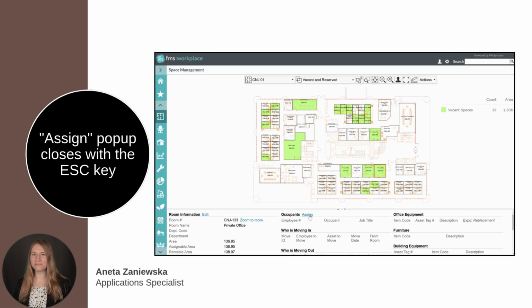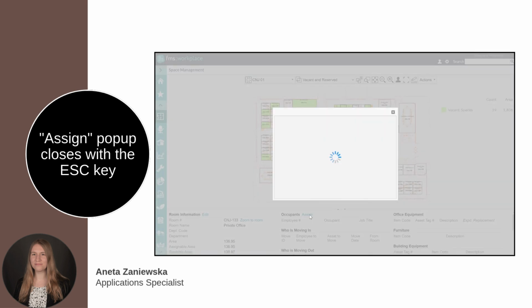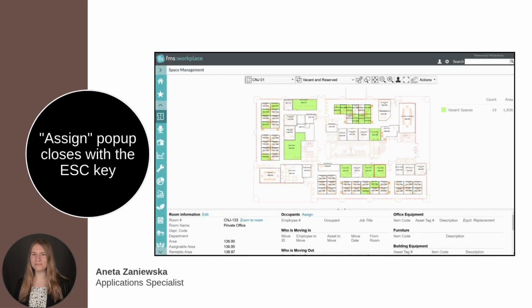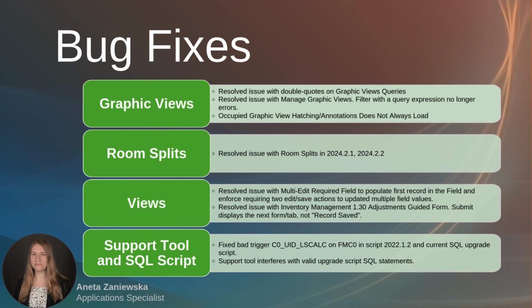Another addition is for the Assign pop-up, which is accessed by clicking on Assign in the Info view. You can close the pop-up by selecting the X button on the top right of the pop-up or by hitting the Escape key. Other software updates consist of bug fixes to graphic views, room splits, views, and system code.